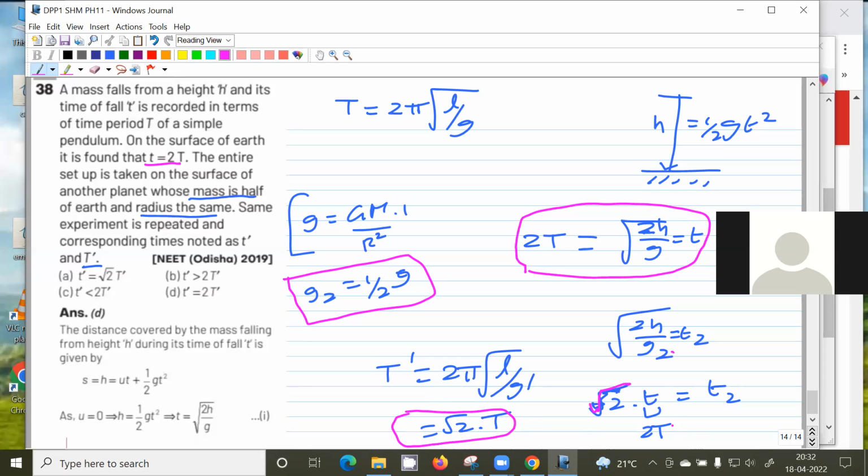So capital T is T prime by root 2. So this will become 2 root 2 into capital T, which is T prime by root 2. So root 2 and root 2 will cancel, and 2T prime will remain. Is it clear? Yes, sir. Okay, you have to do it carefully.